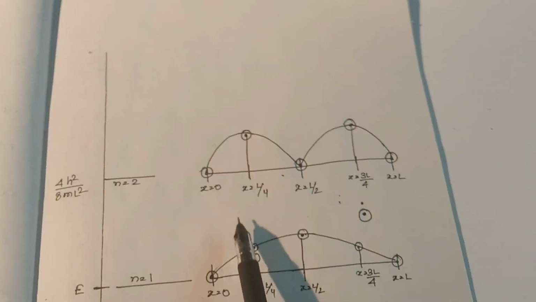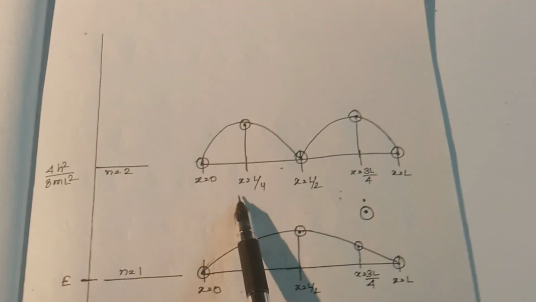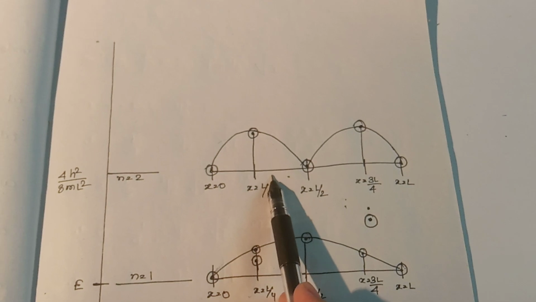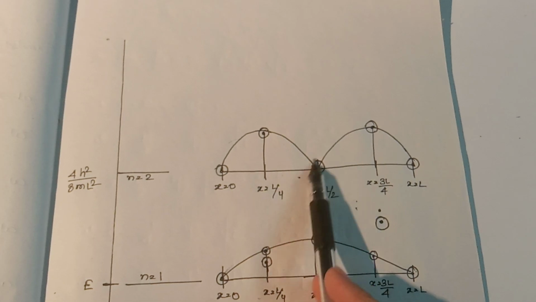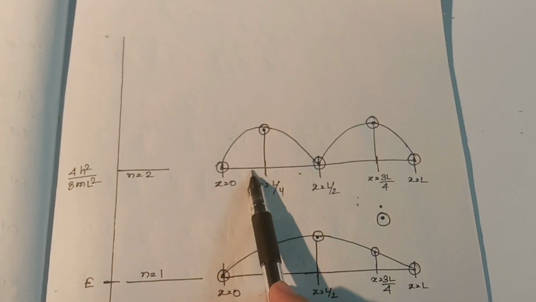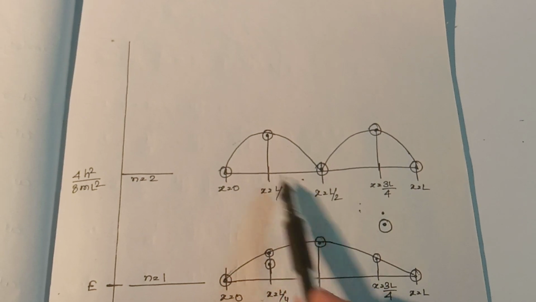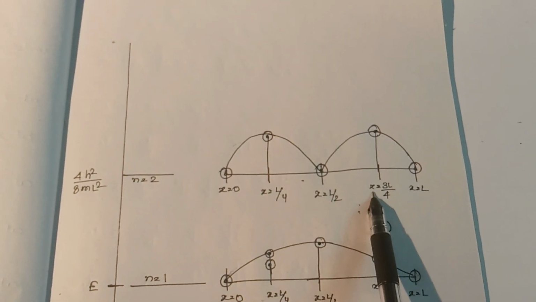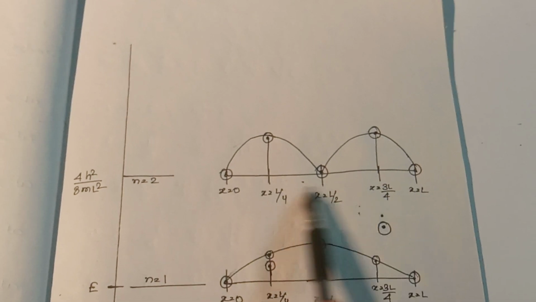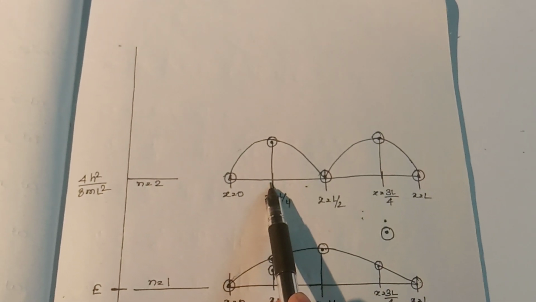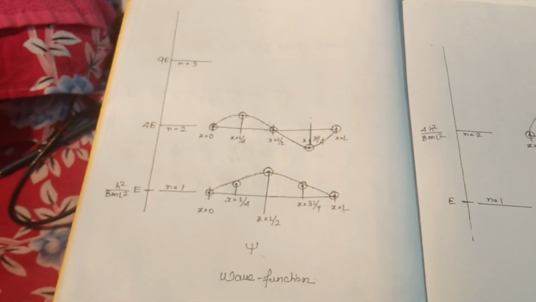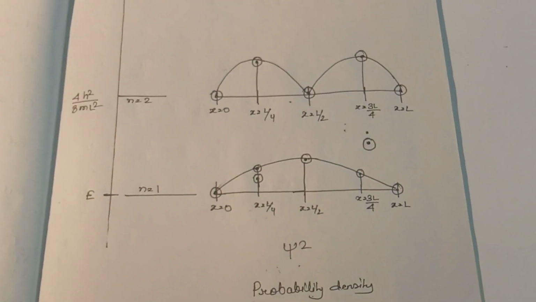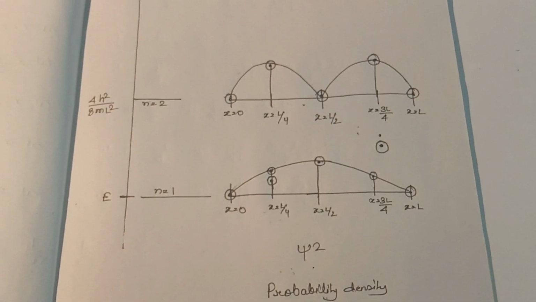And similarly, for n is equal to 2, the probability of finding the particle at the middle of the box is equivalent to 0. So according to this diagram, the particle must be at 1/4 position and at 3/4 position of the length of the box. So the particle must not be at the middle of the box. So this is the way we can draw the wave function and probability densities for a particle which is kept in a one dimensional box.